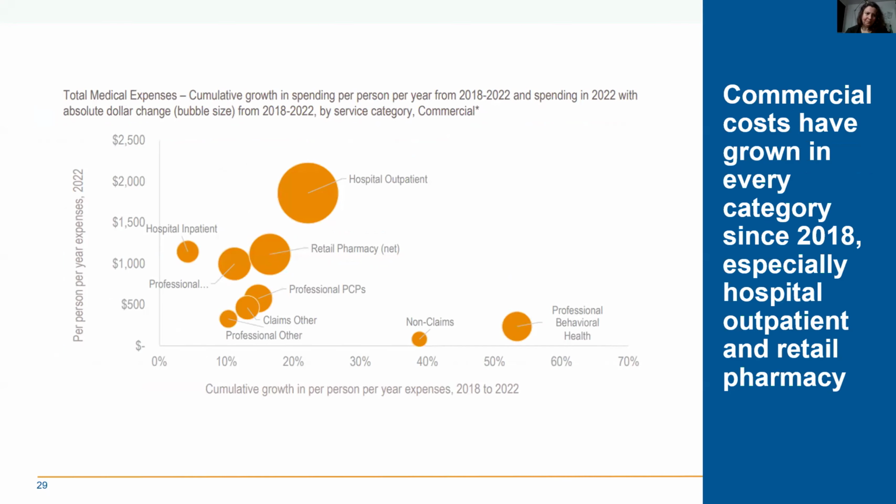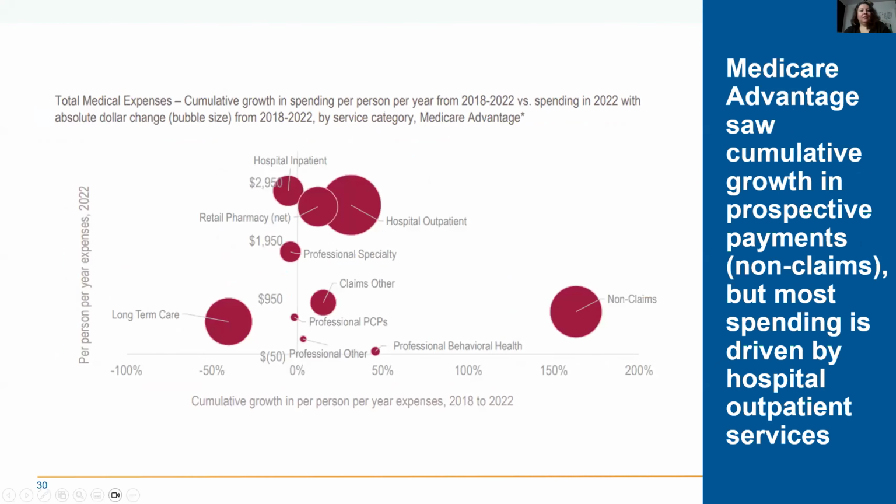Next slide. Looking at Medicare Advantage, we had cumulative growth in those prospective payments, again, the non-claims payments that Sam just talked about, but most of the Medicare Advantage spending is driven by hospital outpatient services. You can also see a decline in long-term care spending in the Medicare Advantage market.